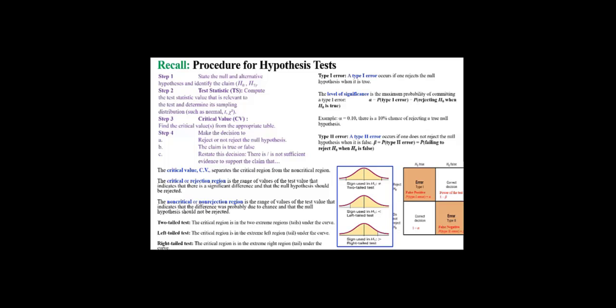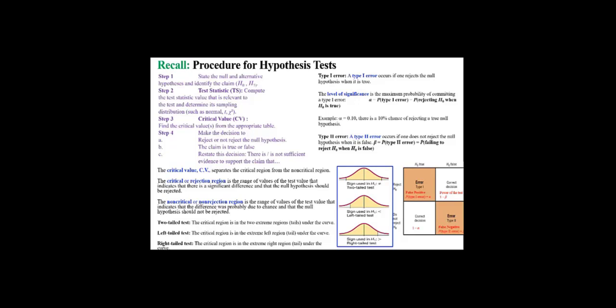So we have this idea of critical value, critical regions, and so on and so forth. As you look at the graphs, you have a two-tailed test. That means the critical regions are in the two tails, and the other two are one-tailed tests. One of them is a left-tailed test, one of them is a right-tailed test. So in the left-tailed test or right-tailed test, the critical region is placed accordingly.